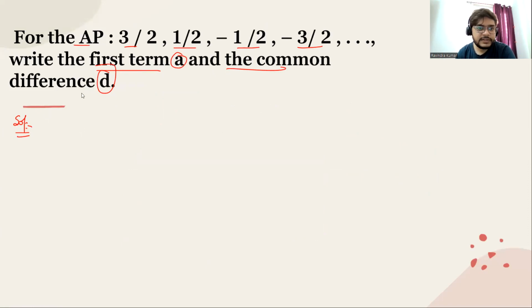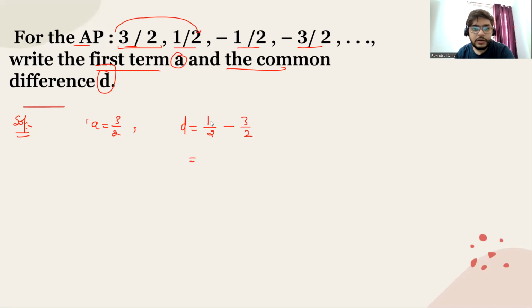So you know that the first term here is only 3 by 2. So you got A is equal to 3 by 2. Right, now we have to calculate the value of D also. So you know that D is the common difference. So when we subtract the first term from the second term, it will be 1 by 2 minus 3 by 2. This is the difference, the common difference.